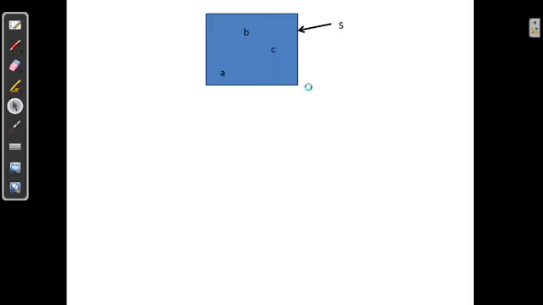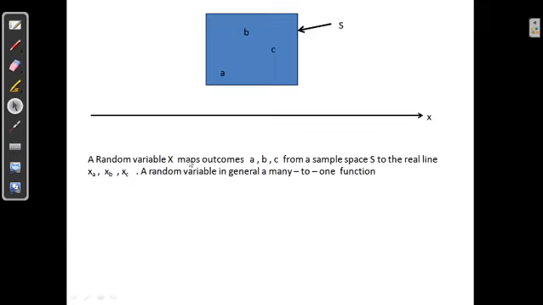So it takes a real number line, X. This should be integers, actually. Here they have taken some alphabet. So a random variable X maps the outcomes a, b, c from a sample space to the real line. It gives a number X(a) for a, and for b and c together it gives one number, X(b). This is what your random variable does. It is a function which assigns some real value to the contents of the sample space.